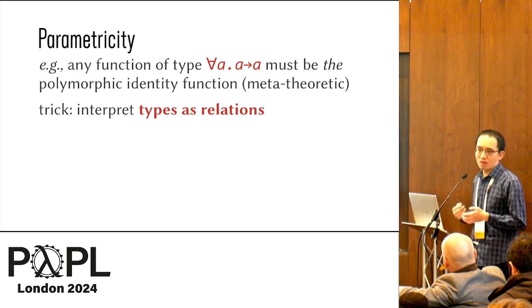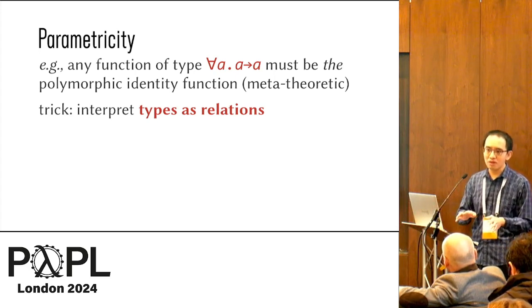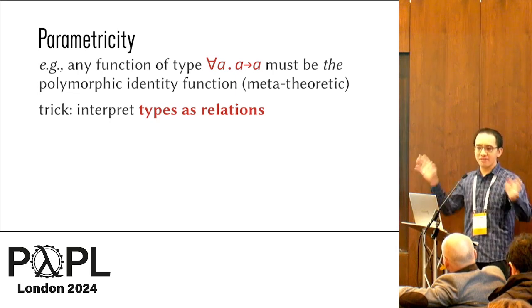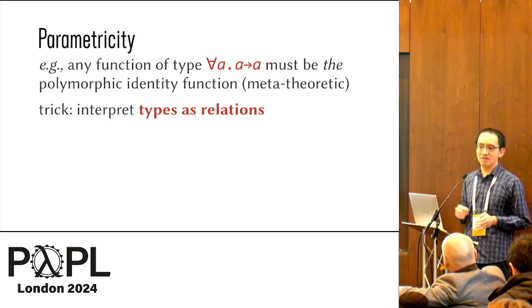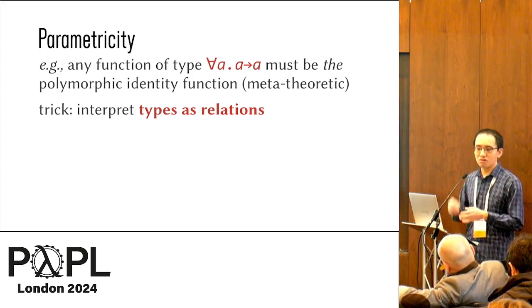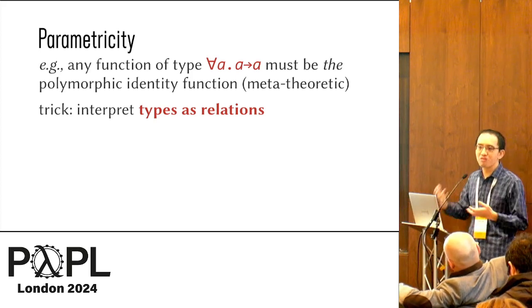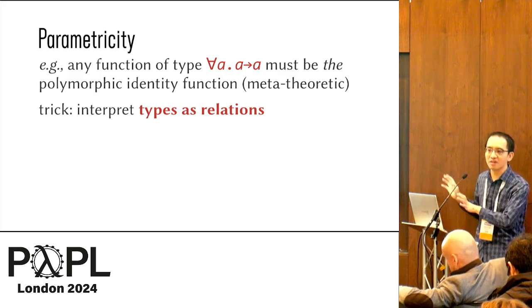But this theorem is a meta-theoretic theorem. You cannot usually prove it inside of the theory. You can prove it outside of the theory as a meta-theoretic analysis. And the trick here is to interpret types as relations. So you plug in an interesting or special relation for the type A, and then you can prove this theorem. But this is outside of the theory.